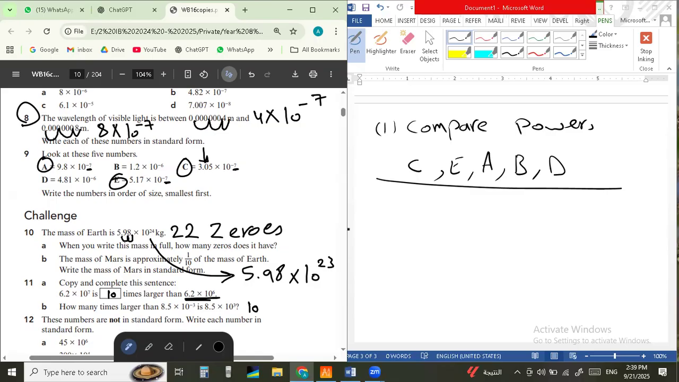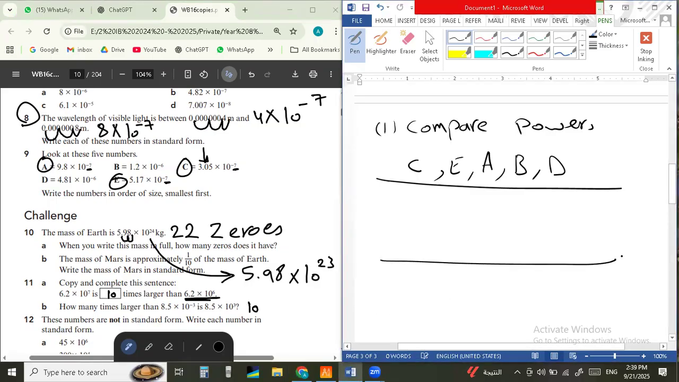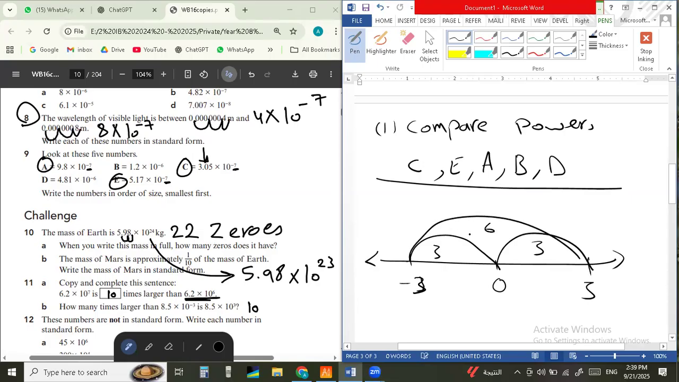So the difference between 3 and negative 3, just imagine the number line. Literally, imagine the number line. I go here negative 3, I got here the 0, I got here the 3. I have 3 numbers until here. I have 3 numbers until there. So the difference between negative 3 and 3 is just 6.